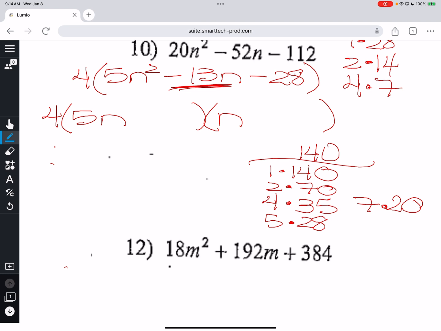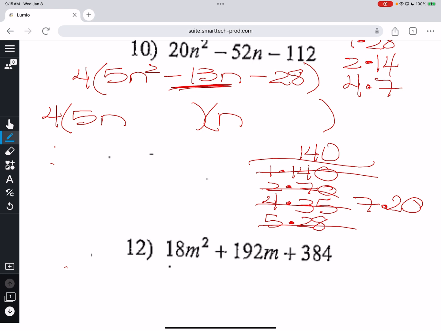Okay, so like 140 minus 1, 139. That doesn't work. And 70 minus 2 doesn't work. 35 minus 4, we're still not to 13. We're getting closer. What's 20 minus 7? 13. Found it. 20 minus 7. Boom.